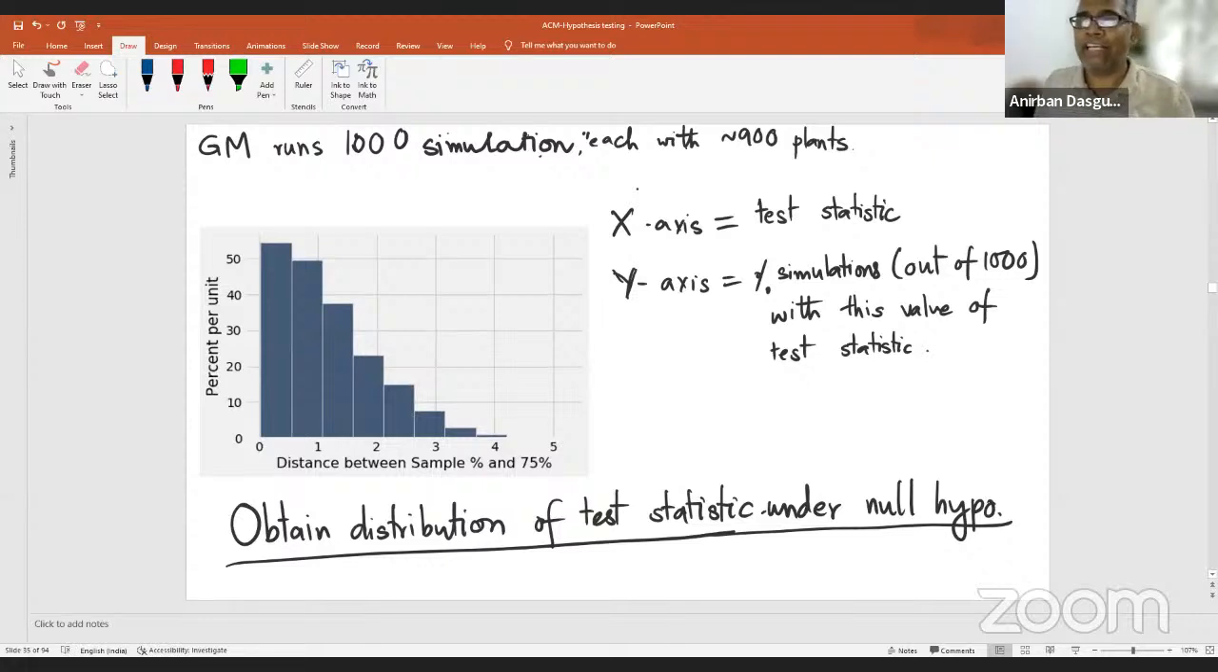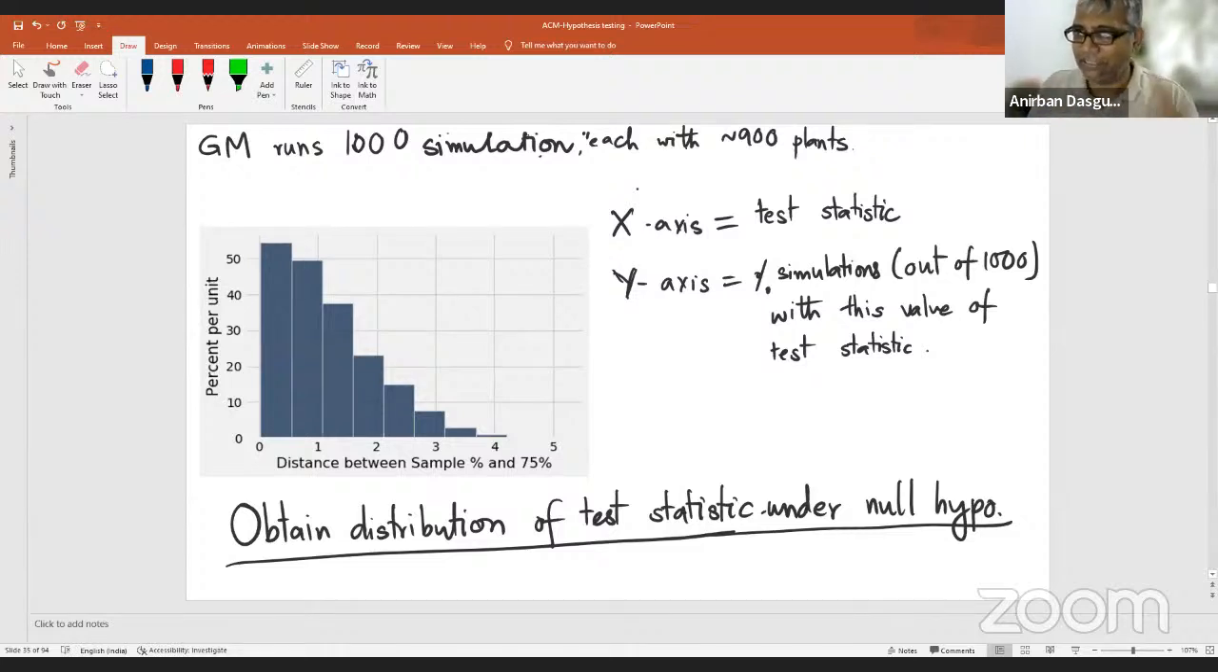Look at these numbers. He ran 1,000 simulations, each with 900 plants. He's not applying the CLT. He probably does not even know what CLT is, because the central limit theorem was getting formed in parallel. So 1,000 fields, each with 900 plants. It's a huge number of plants, this entire army. And this is what it plots.